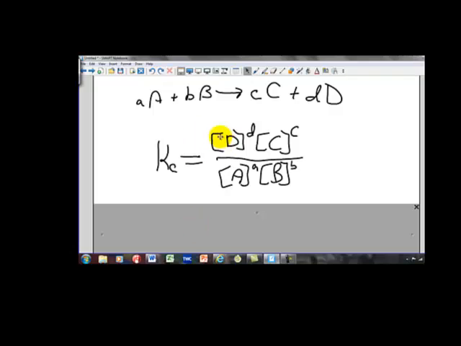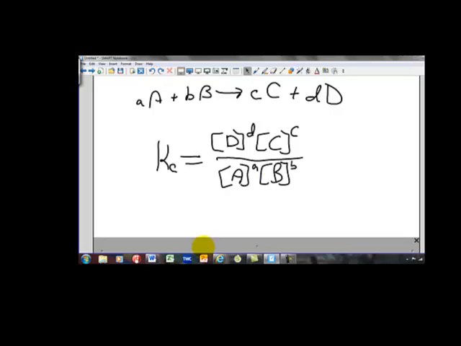Kc is equal to the products multiplied together raised to the power of their coefficient over the reactants, the concentration of, that's what these brackets mean, the concentration of the reactants raised to the power of their coefficients. This is always true for any equation. Of course, being chemistry, there's a couple of exceptions.